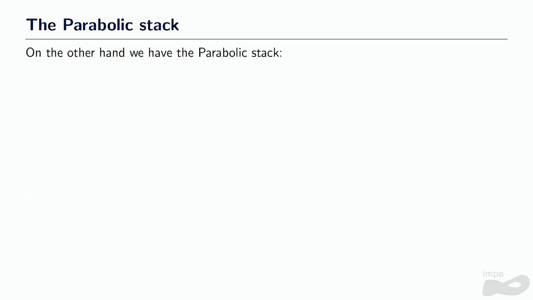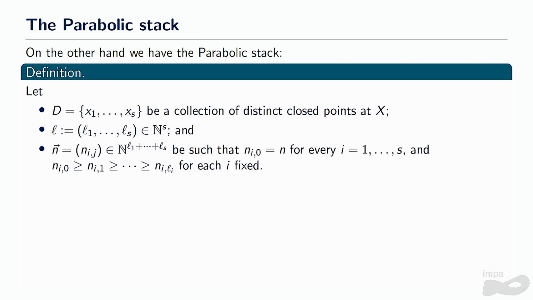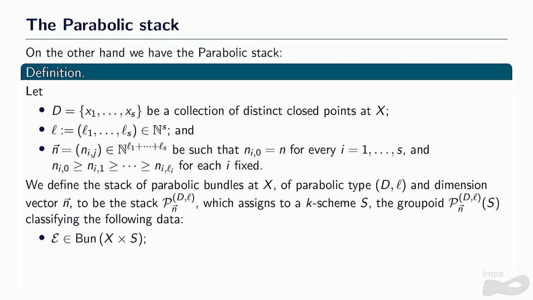And on the other hand, we have the parabolic stack, which is the following. We have to take a collection of points, or a reduced divisor on the curve, a sequence of lengths (this will be clear in a moment), and a sequence of ranks, such that we have the following. So you don't need to memorize all of these conditions here. It will be clear when I define the parabolic stack.